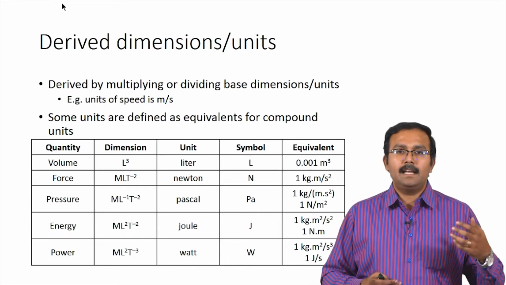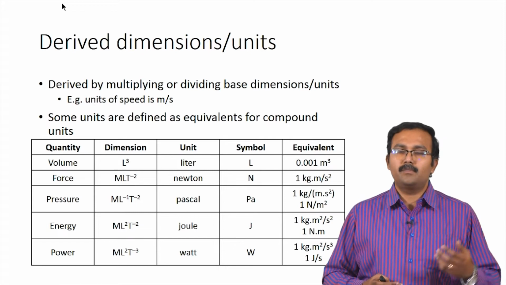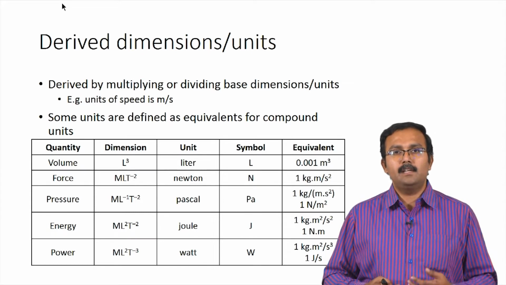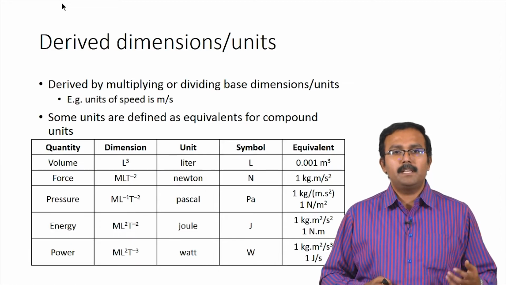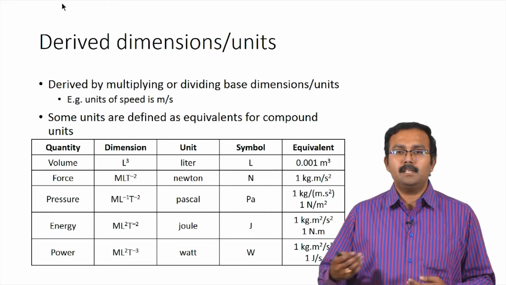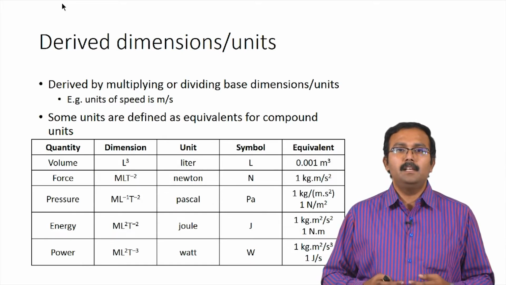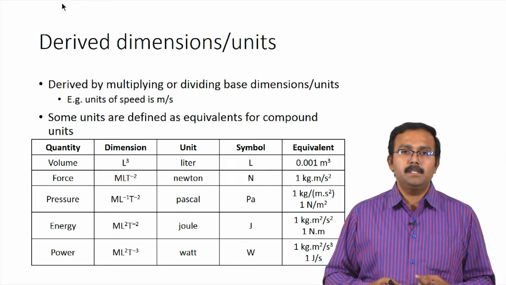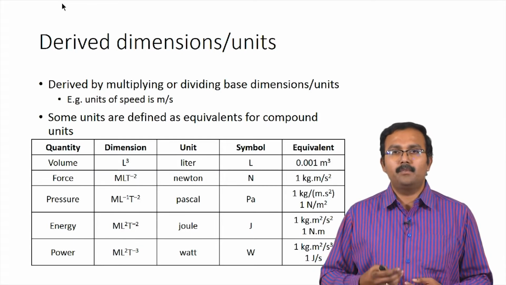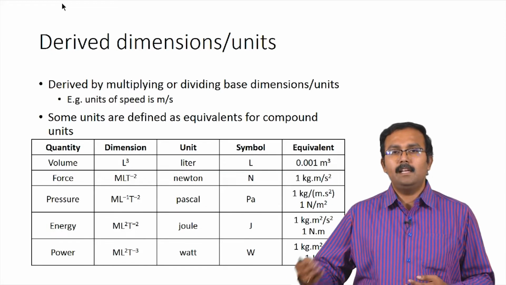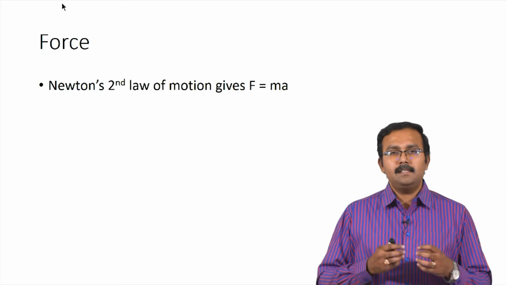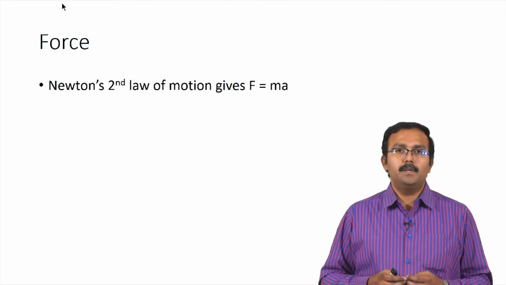Similarly, there are different derived units for force, pressure, energy, and power. Force in SI units is given as Newton, pressure is given as Pascal, energy is given as Joule, and power is given as Watts. This table gives you the dimensions of these terms, the units, the symbols which are used for the SI units, and also their equivalents in the compound units. Now, let us take one of the derived units, which is force.